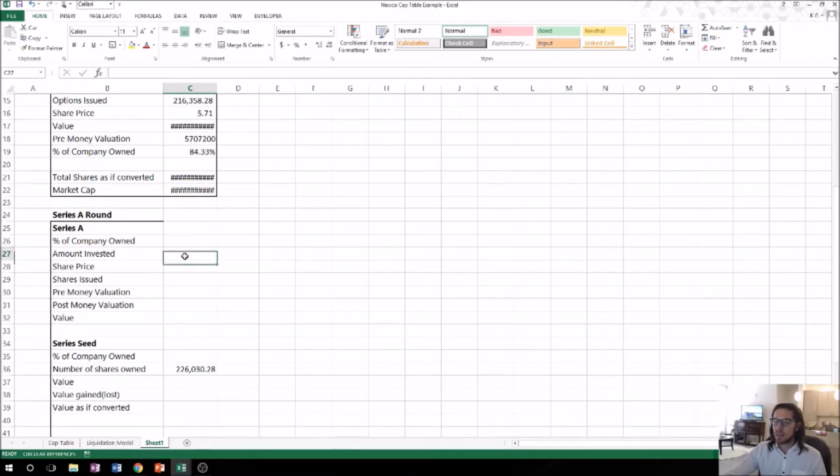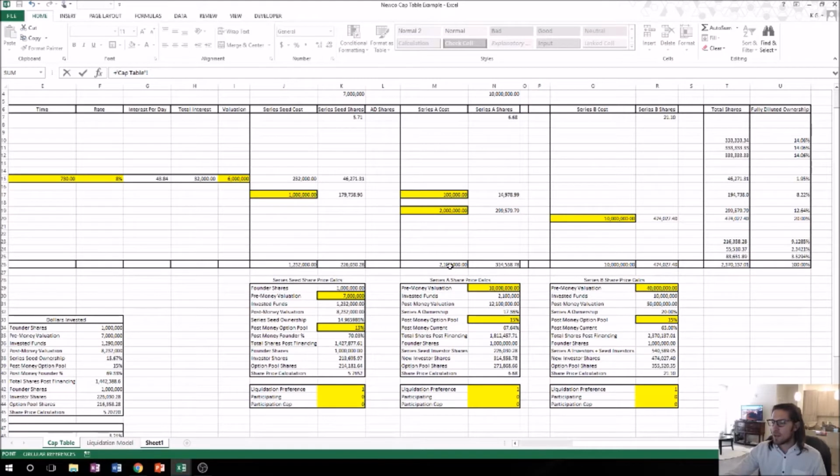The next thing is the amount invested for the Series A. For that, we reference the cap table to get that amount. We know Series A invested 2.1 million from row 26 here, and that was calculated as part of the cap table.